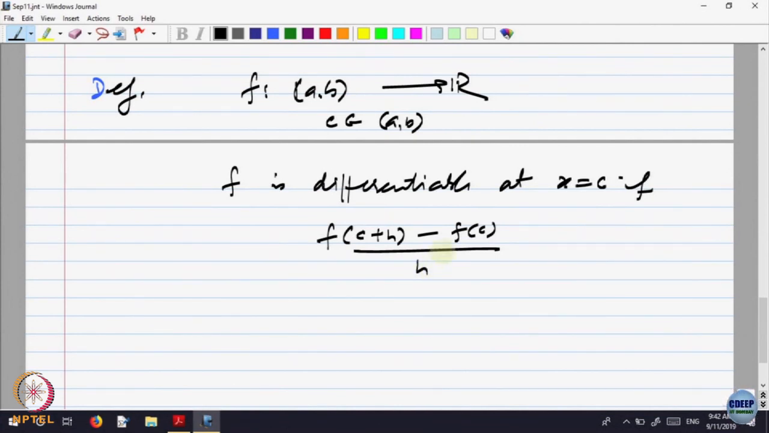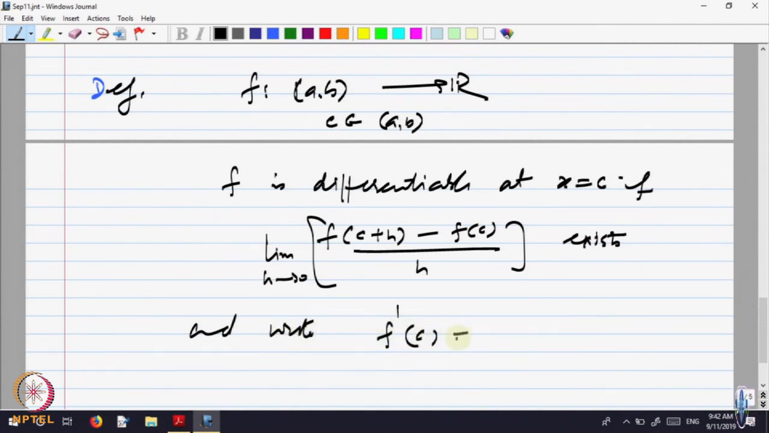y2 minus y1 divided by x2 minus x1. So, that is the slope of the chord joining the points at c and c plus h, and I should take the limit of this as h goes to 0, right. If this quantity exists, then we say the function is differentiable and write f dash of c equal to this limit. So, this is the limit as h goes to 0 of [f(c plus h) minus f(c)] divided by h. All of you have gone through this definition.